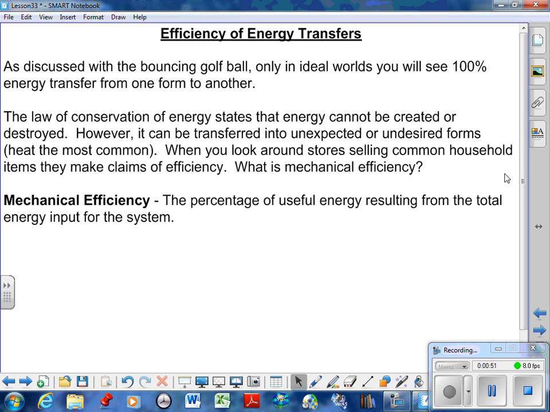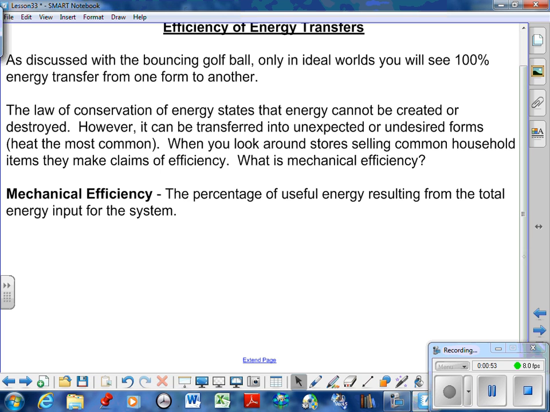So how are they calculating that mechanical efficiency? Well, first of all, the definition of mechanical efficiency is the percent of useful energy resulting from the total energy input for the system. So, formula: mechanical efficiency equals useful energy divided by input energy. And then because it's a percentage, we multiply by 100. So there we go. So useful, that's how much is actually something that produces what we want.